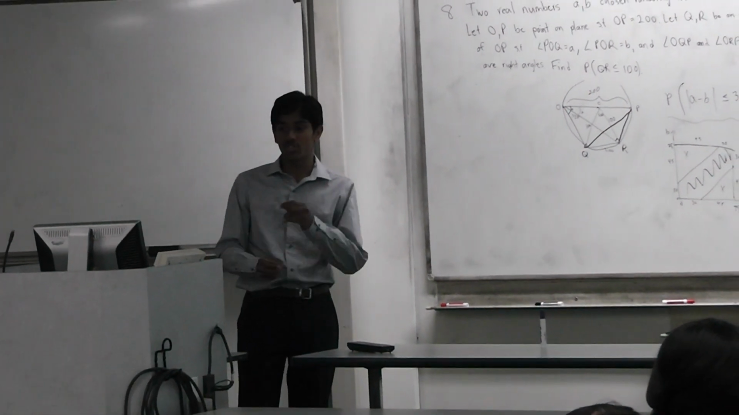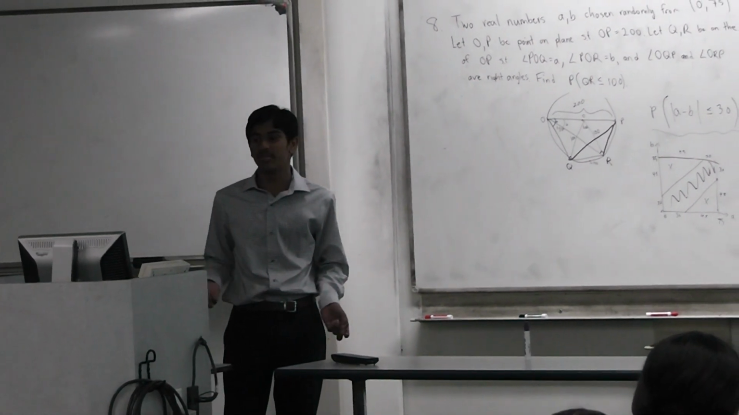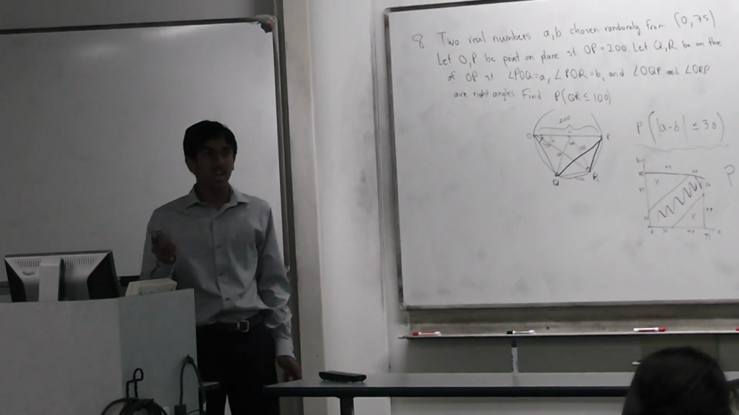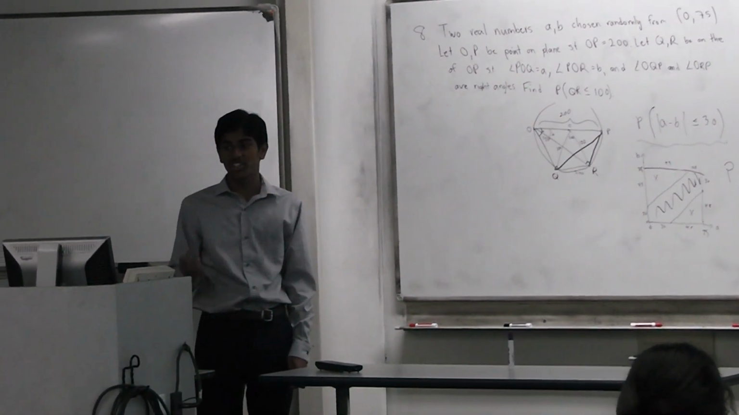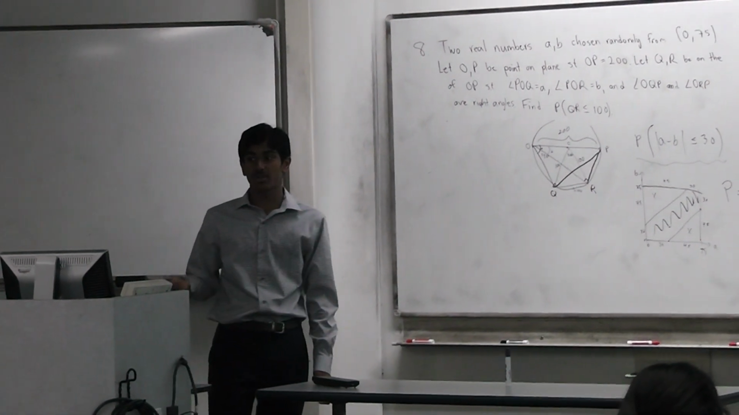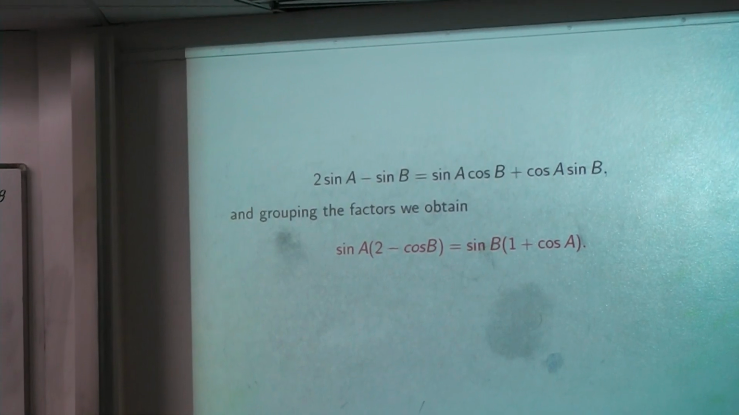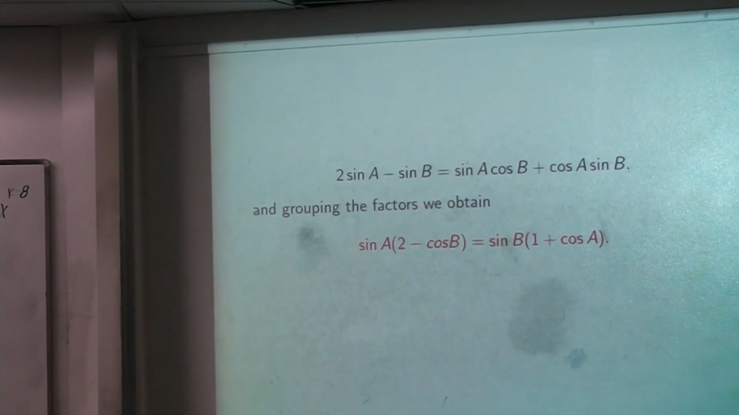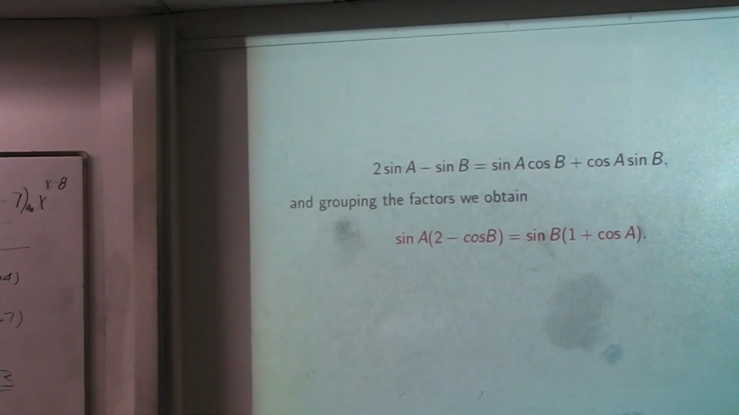And if you just rearrange the terms, we can just say 2 times sine of A minus sine of B equals sine of A plus B. So now we can use the addition theorem, because you're adding two angles in the same operation, to say that it is sine of A times cosine B plus cosine A times sine of B. And we can group these factors together and say sine of A times 2 times cosine B is equal to sine of B times 1 plus cosine A.